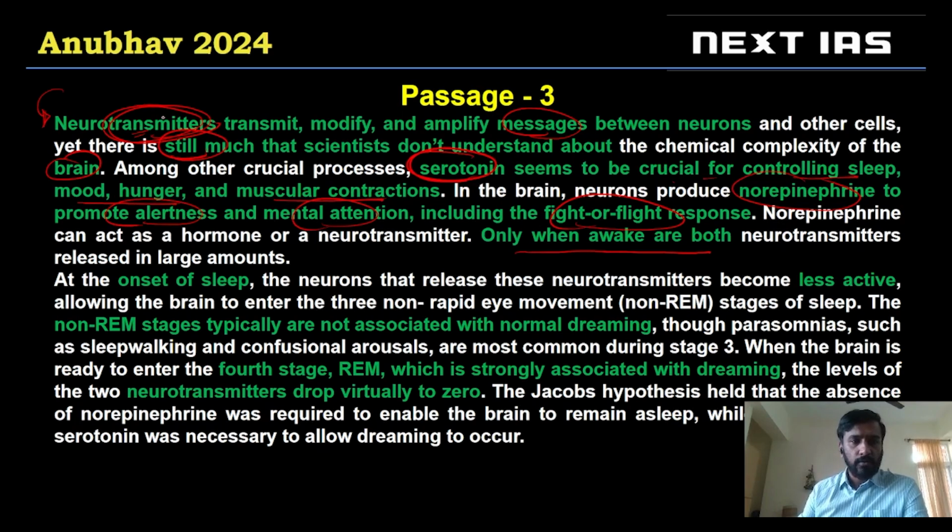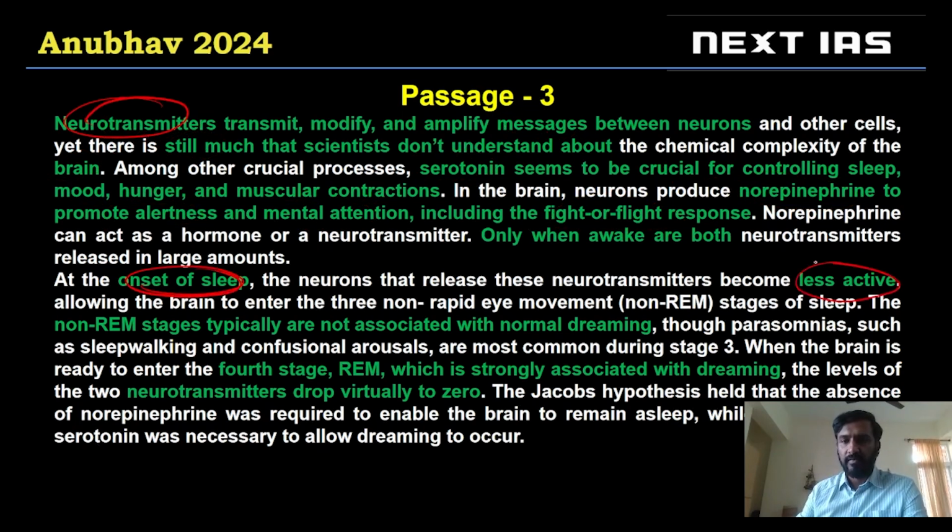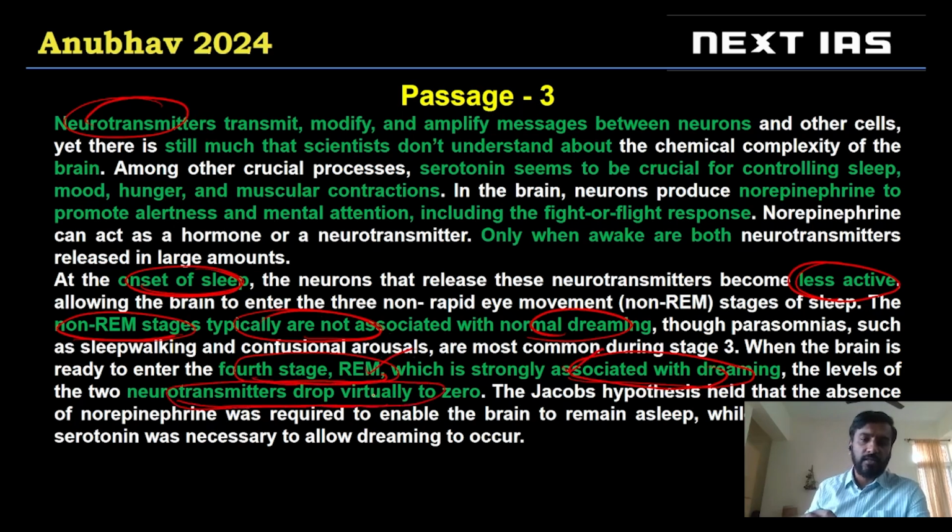Now, what happens to neurotransmitters during sleep? During sleep, they're less active. Now, there are some stages of sleep. Non-REM stages are typically not associated with normal dreaming. The fourth stage, REM, is strongly associated with dreaming. During this stage, neurotransmitters drop to zero. So the number of neurotransmitters in our brain will be close to zero in the fourth stage.